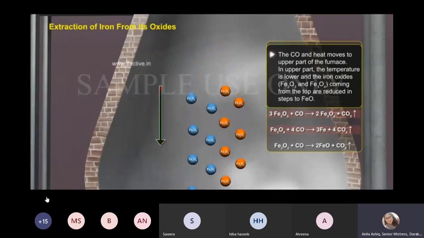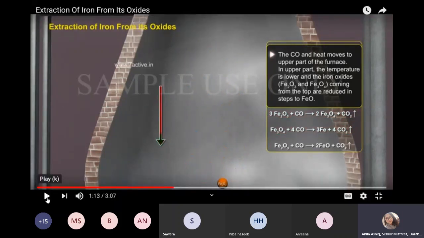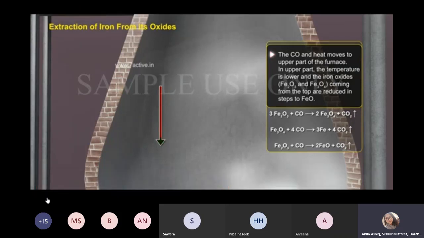Fe2O3 and Fe3O4 coming from the top are reduced in steps. Remember, they are using two types of oxides right now. One is Fe2O3 and the other one is Fe3O4. I repeat, they are using two kinds of oxides in the same process at one time. It's an important point to note down. To FeO.